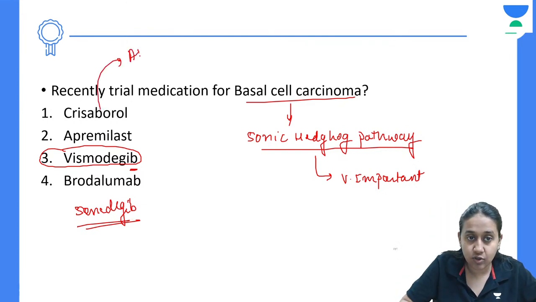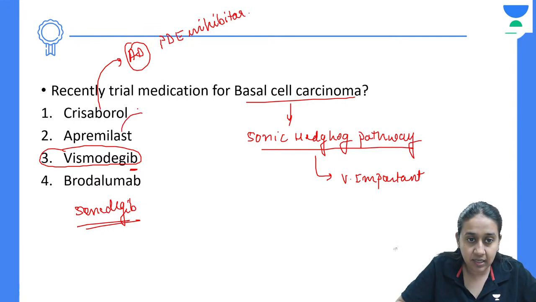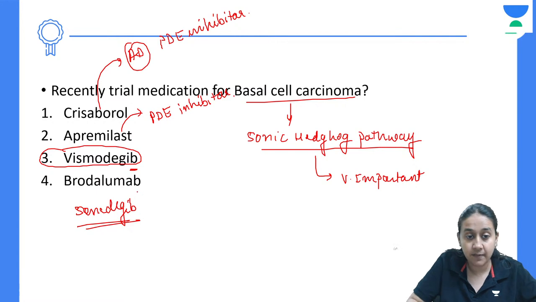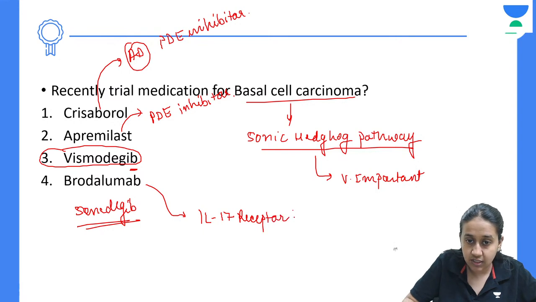Crisaborole is used in atopic dermatitis, which is a phosphodiesterase inhibitor. It comes in topical formulation. Apremilast is used in the patient of psoriasis, again phosphodiesterase inhibitor. We have other indications like alopecia areata. While brodalumab is IL-17 receptor blocker, which is used in the patients of psoriasis.